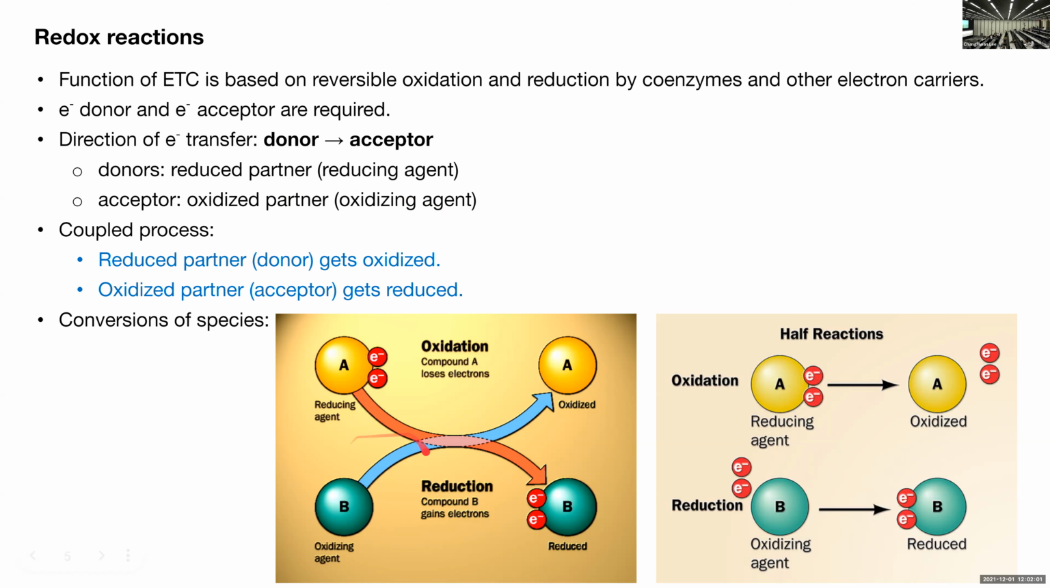As you can see here, we already talked about this, as you know. In the coupled process, the reduced partner, which is a donor, gets oxidized, meaning that they lose electrons through the oxidation, and the oxidized partner, which is an acceptor, gets reduced through reduction. And again, these are the half reactions, but they must happen at the same time, right? And you can see the conversion of species here.